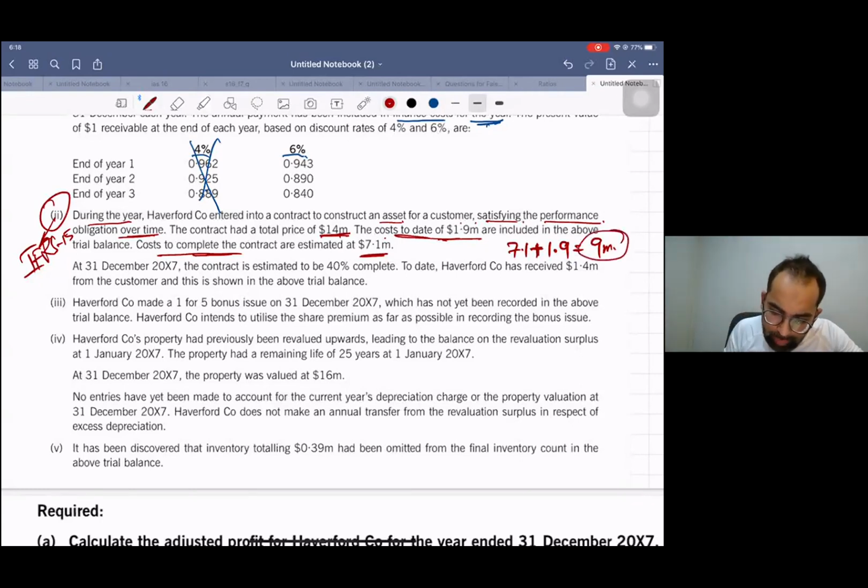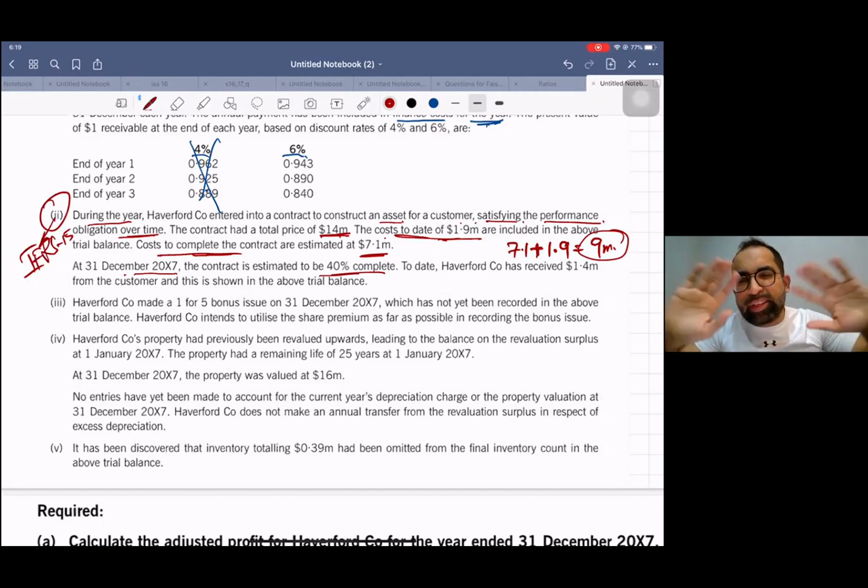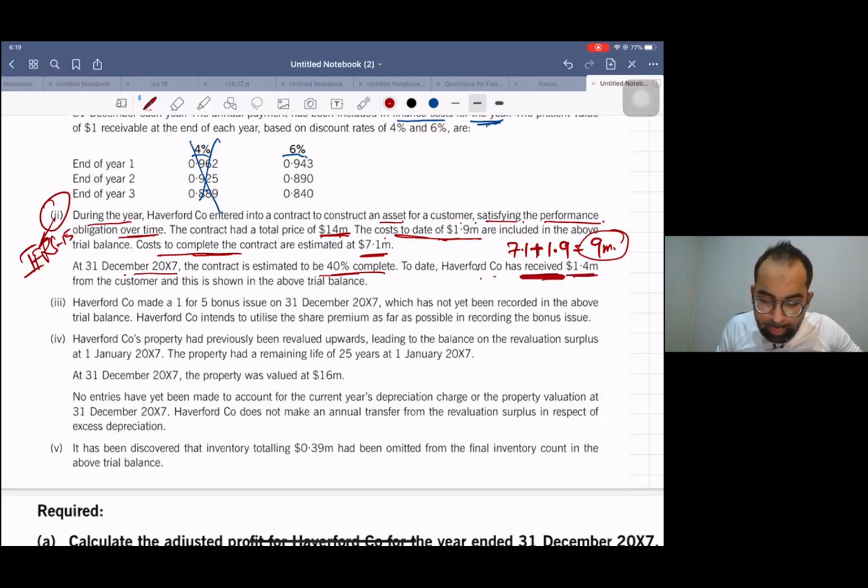Now at 31st December X7, the contract is estimated to be 40% complete. Thank God, the stage of completion is given ready-made. You don't need to waste your time on it. Haverford Company has also billed and received 1.4 million from the customer, shown in the trial balance. This will go in the SOFP calculation.